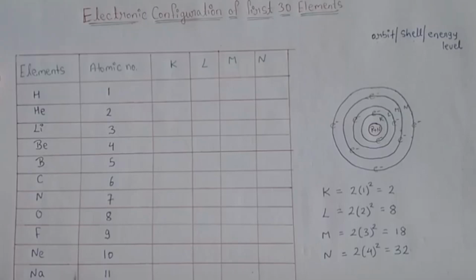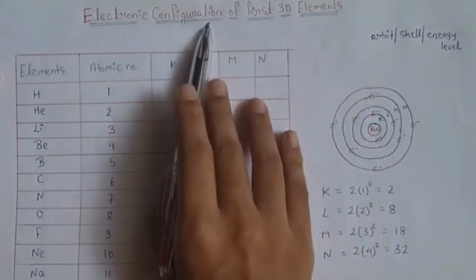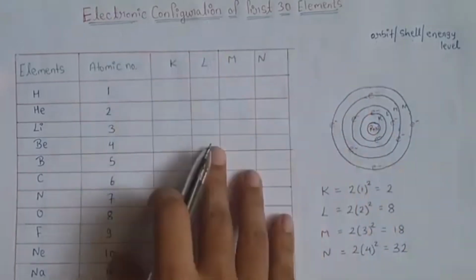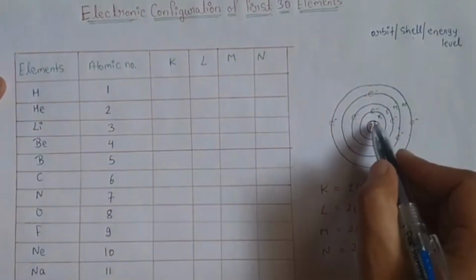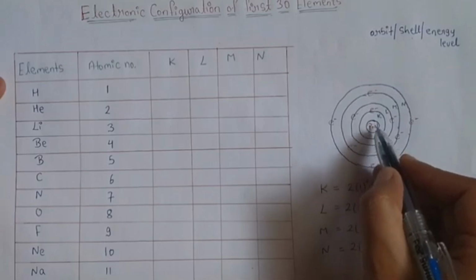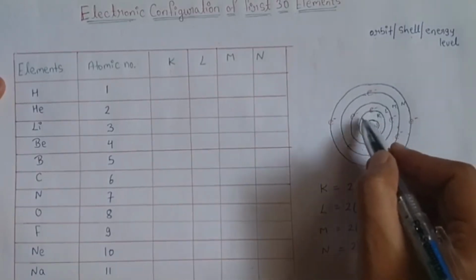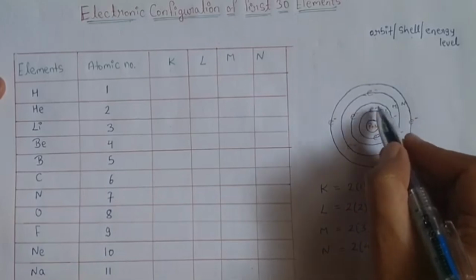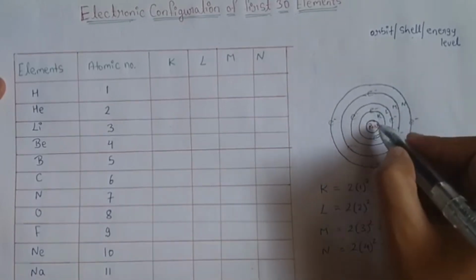Based on KLMN, we are going to do the electronic configuration of 30 elements. As you can see, there is an atom structure, and in the center there is a nucleus. The nucleus consists of protons and neutrons, which are positively charged, and around the nucleus there are electrons revolving around it, and these electrons are negatively charged.